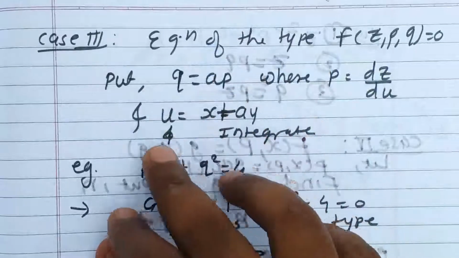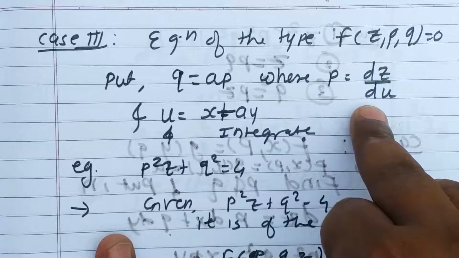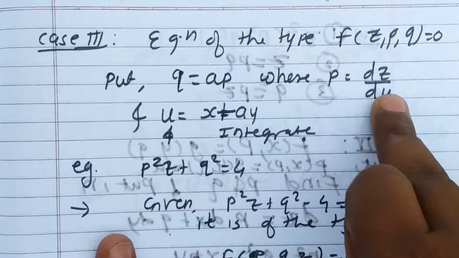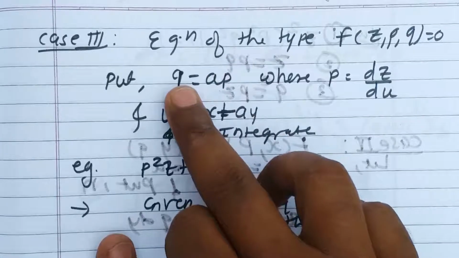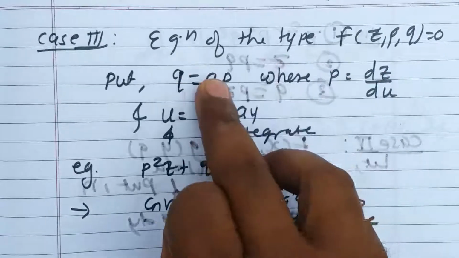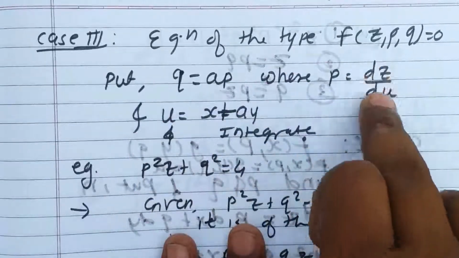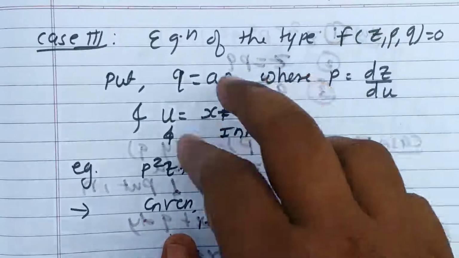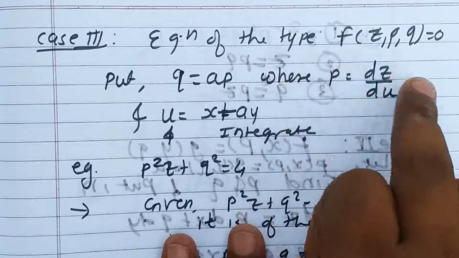In this case, what we do is put q equal to ap, okay, where p is dz by du. These values you need to remember. q equal to ap, p equal to dz by du, where u is x plus ay, and integrate. Here q is a into p, and p is dz by du, the derivative. So if you put the value of p here, you will get q as a into dz by du, meaning both p and q will be in the form of the derivative dz by du. After putting these values of p and q in the given equation, you will get a differential equation in terms of dz and du. After solving it, you will get the answer in terms of z and u.